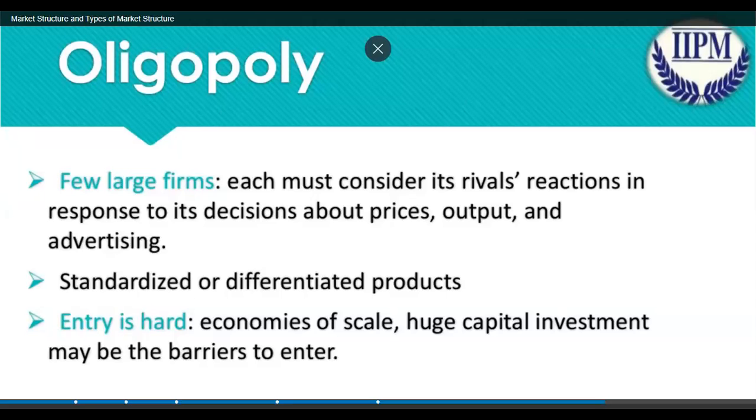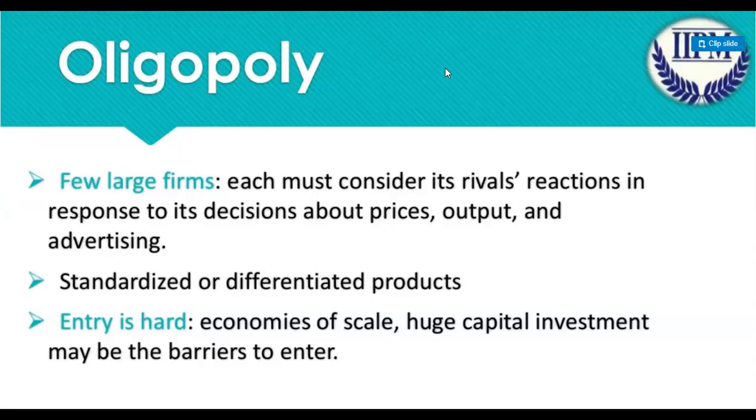So let us discuss the oligopoly. What is meant by oligopoly and how does it work? The term oligopoly is derived from two Greek words: oligoi means a few and polein means to sell.